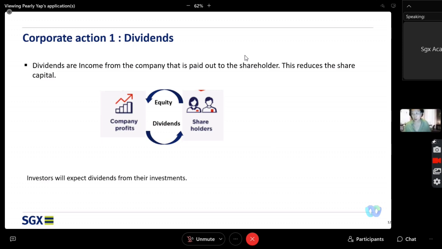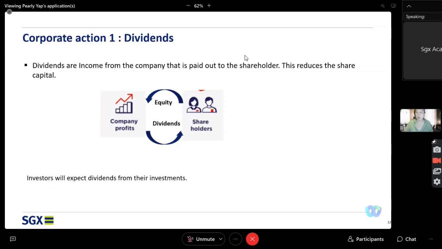The first one we want to cover, which is the most common and happens almost annually, semi-annually, with a lot of companies, is dividends. I'm going to go through dividends quite fast because it is quite easy to understand. Essentially, dividends are the profits that a company makes that are paid to you as a shareholder. So every year, if a company is profit-making, it may pay you dividends. It may or may not.